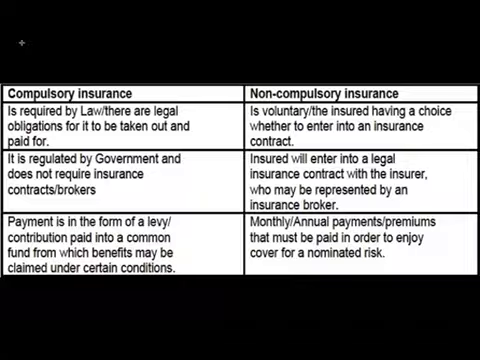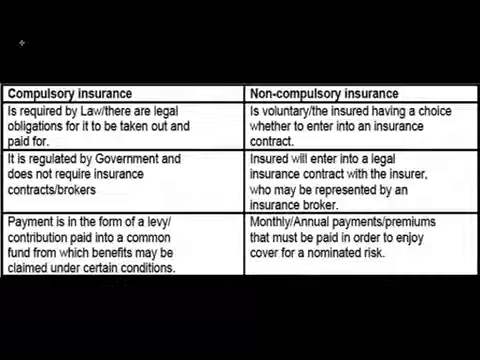With compulsory insurance, the payment made to these compulsory insurance is paid into a common fund and is paid in the form of a levy. So the money that gets paid to the various compulsory insurance funds is called a levy. Whereas with the non-compulsory insurances, the amount of money that is paid either on a monthly basis or on an annual basis is called a premium. And these premiums must be paid in order to keep your insurance contract valid, so that you can claim in the event that there is a loss that you experience.